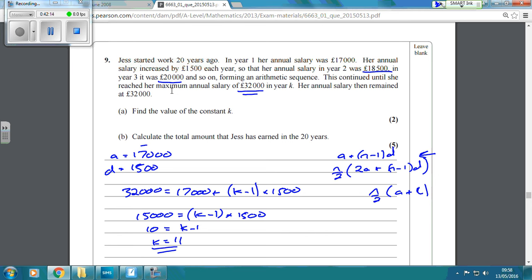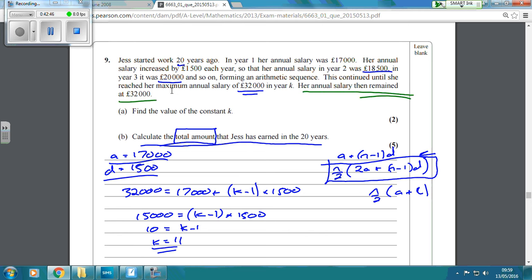Now we've got to calculate the total amount that Jess has earned in her 20 years. Again, this is almost a trick question, because they've given you an arithmetic sequence question here, and you've got to work out the total amount. So the first thing you think of is, okay, this formula over here works out the sum of my sequence. I know that n equals 20, I know that the value of a is this, I know that d is this. However, this is where you need to stop for a second and think it through. The fact that they've said the annual salary then remained at 32,000. Again, this is what's going to separate the A grade students from students that end up getting Cs and Bs.